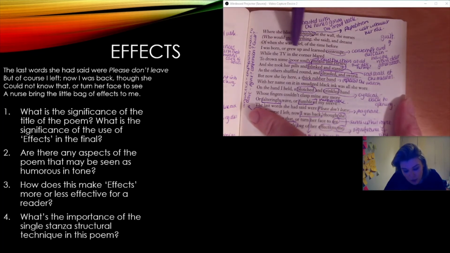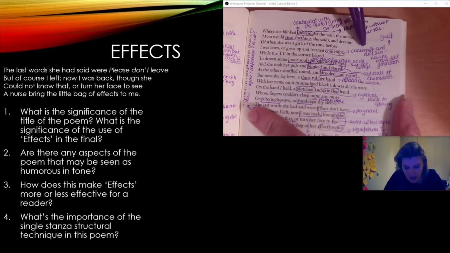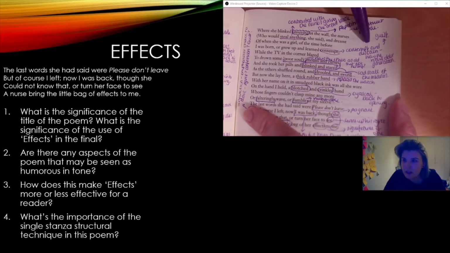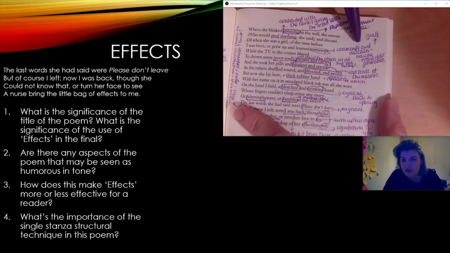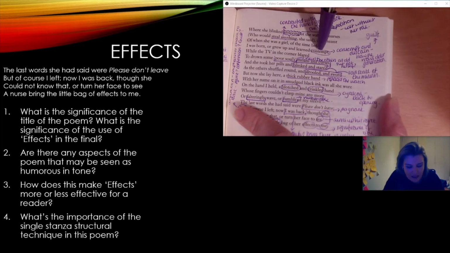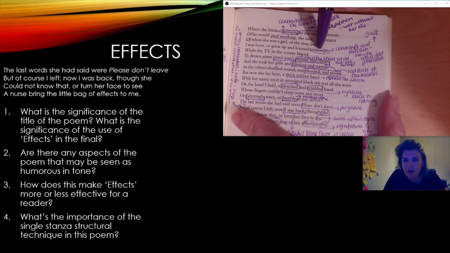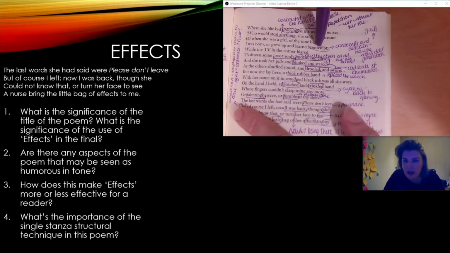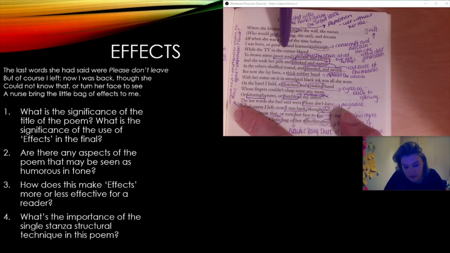When I was born or grew up and learned contempt. So again, there's almost that confessional kind of interjection there. So contempt and disdain, maybe his views as he's become older, his views on that older generation, then as he's sort of felt that difference between them, how different they are from his mother's generation, his parents' generation, his father's generation. While the TV in the corner bled.